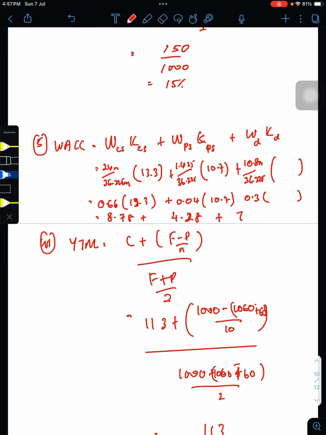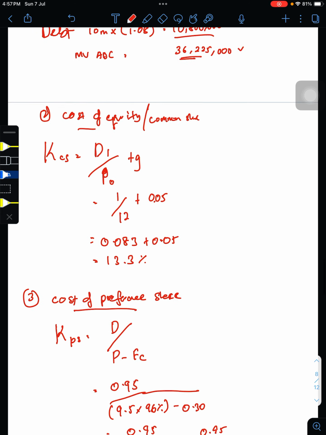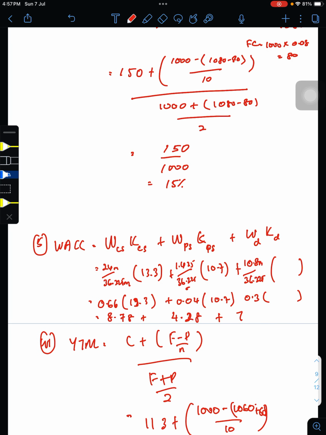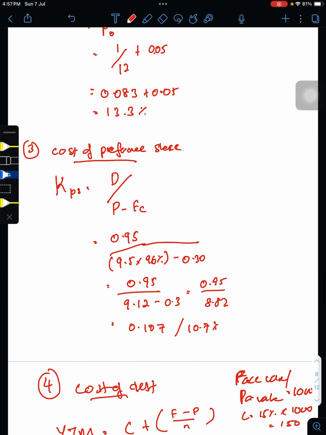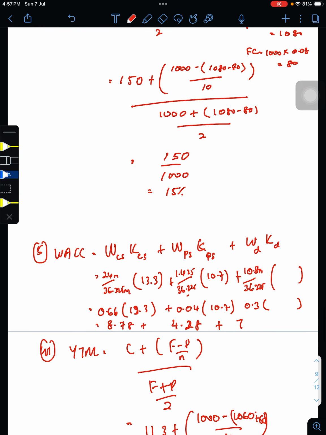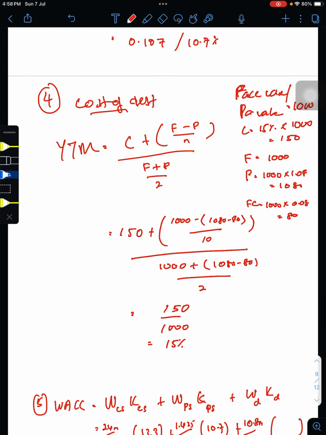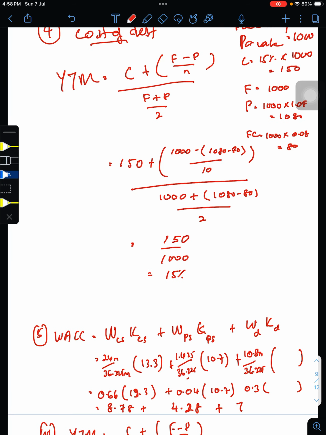Alright. You take the weight of your preference share, similar. So you go back to question 1. Preference share is 1.425 over the total value of the company, which is 36225. Here, 1.425 over 36.225, and you will multiply by the cost of preference share, 10.7, which is part 3. Here, 10.7. And finally, your weight of debt, you go back to part 1, gives you 10.8 billion over the market value of the company, 36225. And here your cost of debt is basically 15%.